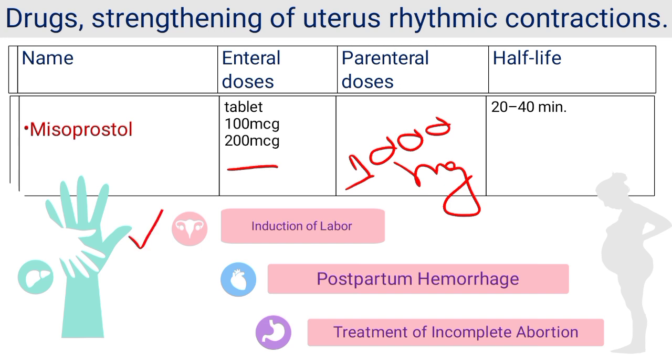For the induction of labor, misoprostol is 25 microgram intravaginally, then repeat at intervals not to exceed 6 hours. For postpartum hemorrhage, prophylaxis is 600 microgram, and the treatment is 800 microgram. The treatment of incomplete abortion is 600 microgram buccally.